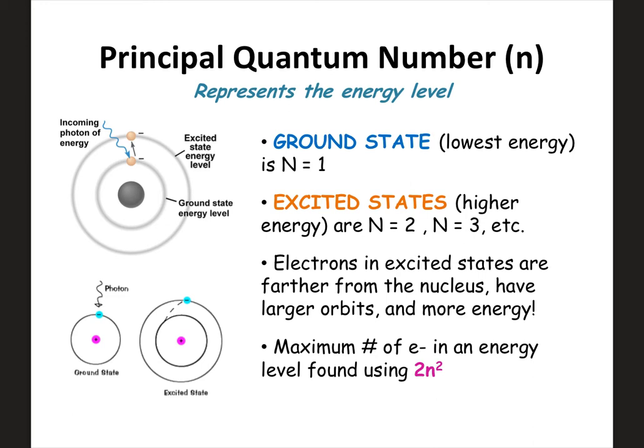If you want to figure out the maximum number of electrons in any energy level, just use this simple little formula, 2n squared. So n represents your energy level. If you're in the second energy level, what's the maximum number of electrons that there could be? So 2n squared. 2 squared would be 4 times 2 would be 8. So the maximum number of electrons in the second energy level, where n equals 2, would be 8. So you just got to remember that you can use this simple little formula here, 2n squared, to find the maximum number of electrons in any energy level.